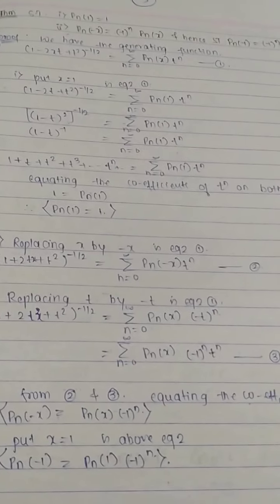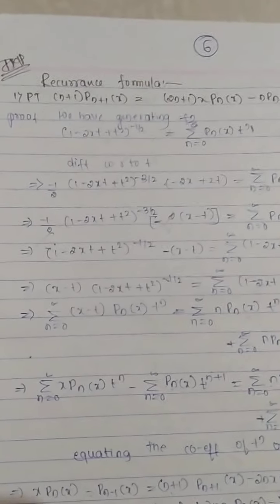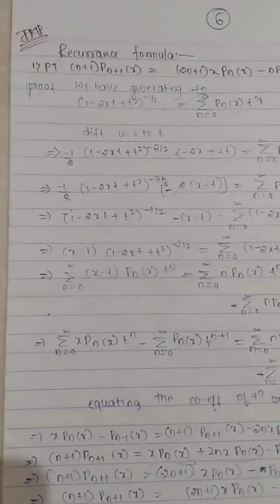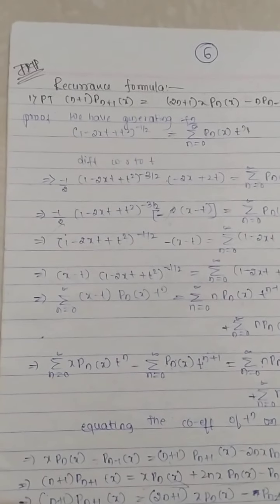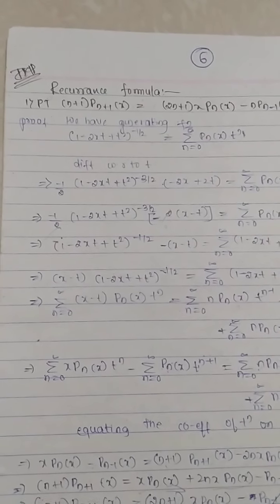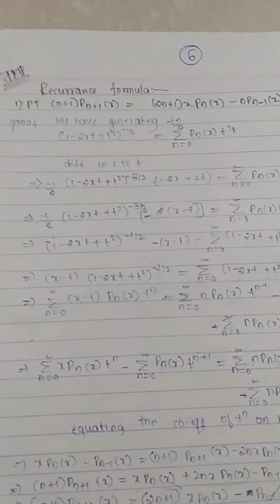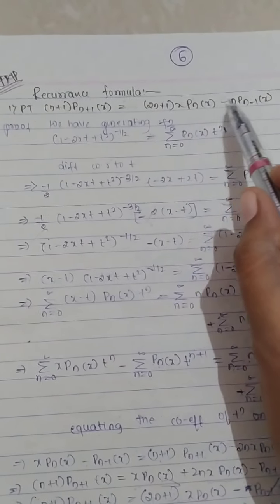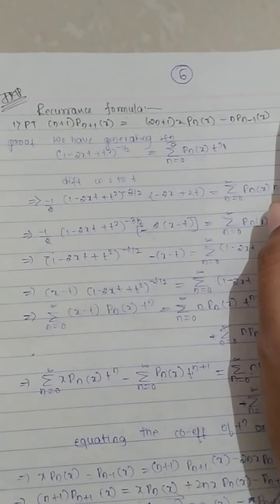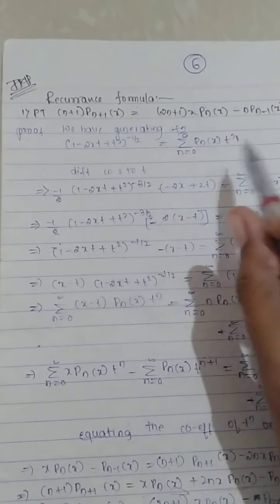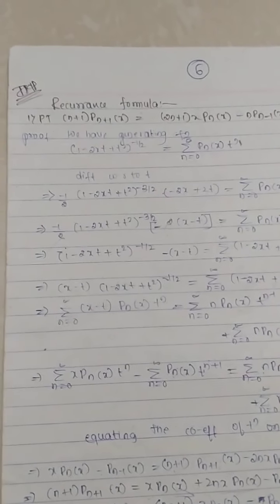Okay, so the very important concept I will have here is the recurrence formula. So what is the recurrence formula? We have to prove that n plus 1 Pn plus 1 of x is equal to 2n plus 1 x Pn of x minus n Pn minus 1 of x. So now I will use again the generating function definition.